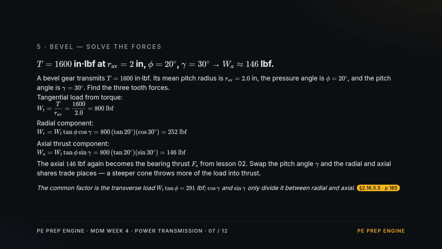The gear transmits 1600 at a mean pitch radius of 2, so the tangential load is torque over radius, 800. The radial component is the tangential times the tangent of the pressure angle times the cosine of the pitch angle, about 250. The axial thrust is the same product, but with the sine of the pitch angle, about 150. That axial force is once more the bearing thrust from Lesson 2. And notice the split. The pitch angle alone decides how the shared transverse load divides between radial and axial.